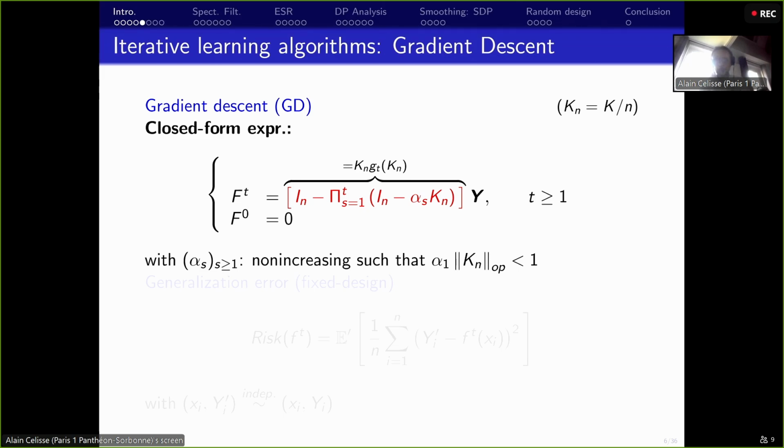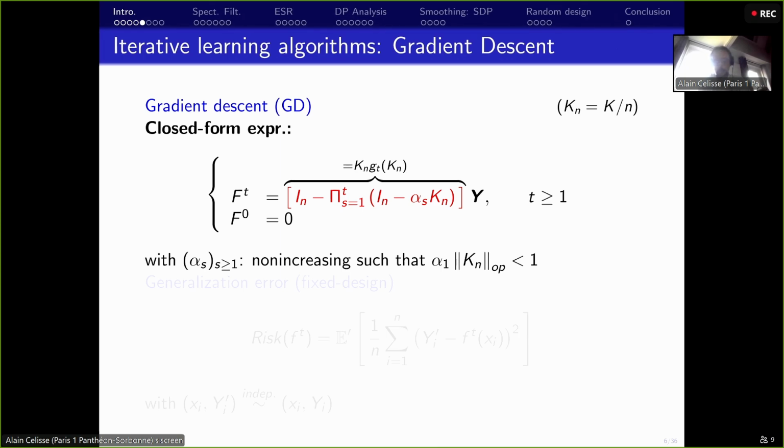This capital Ft vector enjoys a closed form expression, which is written on the slide, which makes this quantity a linear estimator, namely a matrix times the vector of observations y, bold y. Okay, so this is what I can say until now about the gradient descent. You will see how I can use it in what follows.